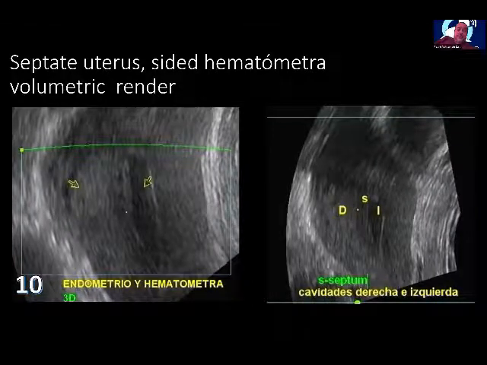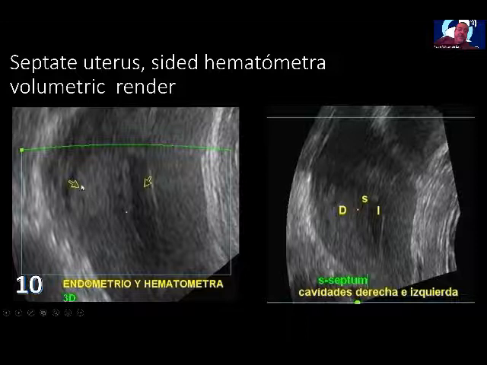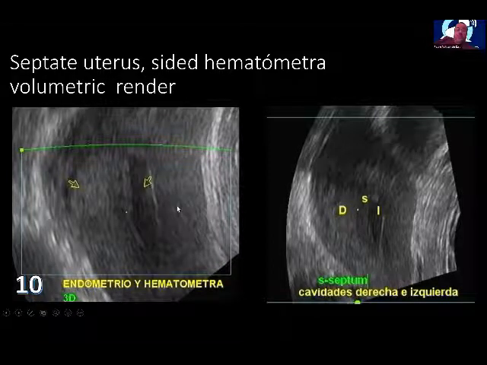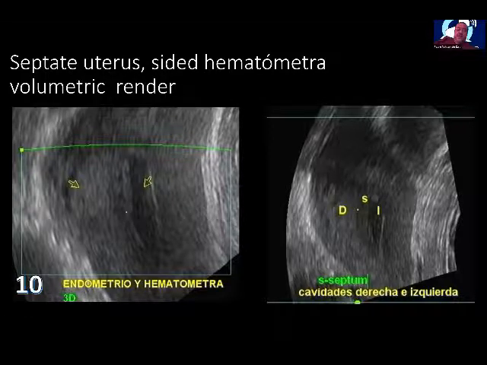And the volumetric render of that, which shows here the echogenic endometrium and the empty cavity, and the cavity with the collection inside. This is the right cavity and the left cavity and the septum of this uterus in two of the axes of the volumetric scan.